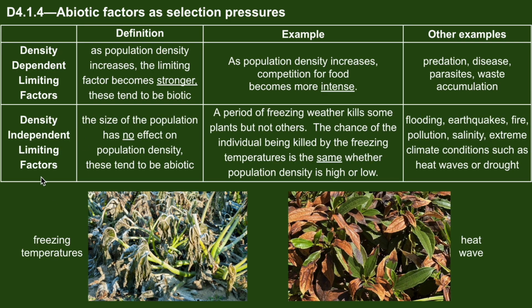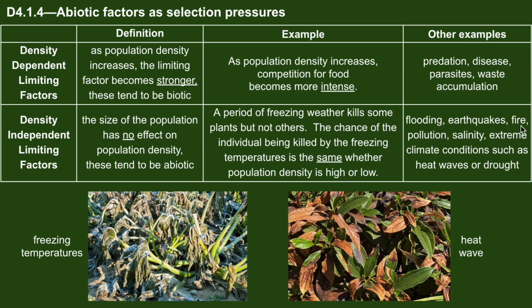In contrast, a density-independent limiting factor is going to affect the population regardless of how many there are. If there's 20 plants versus 20,000, they're all going to die if there is a freeze or a flood or a fire.